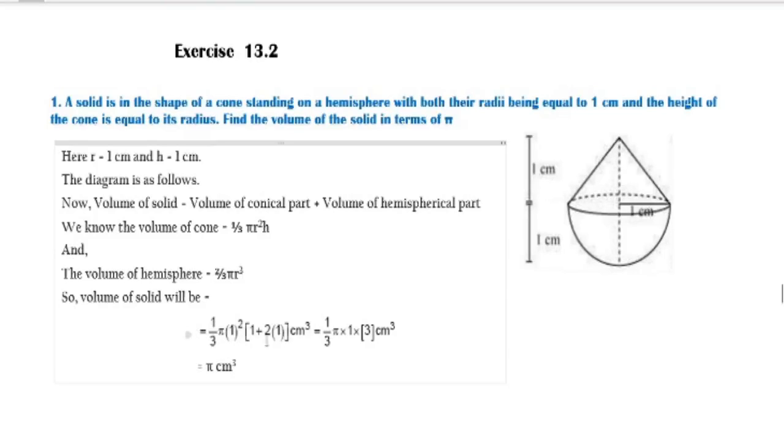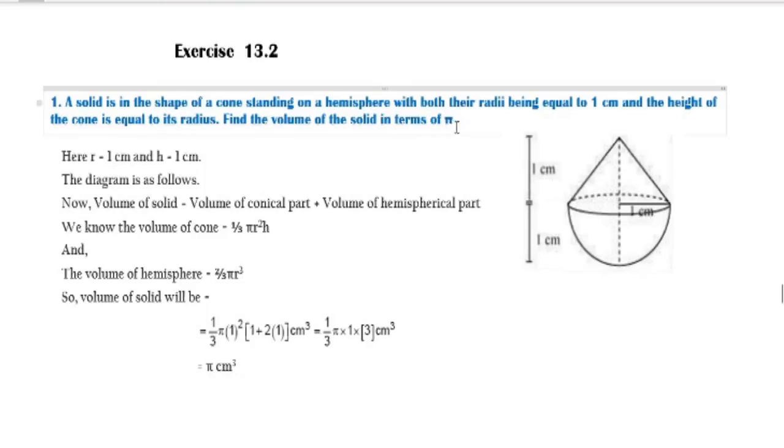So we can combine them together. Here 1 by 3 pi is common and r square is also common. Simplify the values with r equal to 1 and h equal to 1. And simplify it, you will get pi centimeter cube. So here you find the volume of the solid in terms of pi. So the answer is pi centimeter cube.